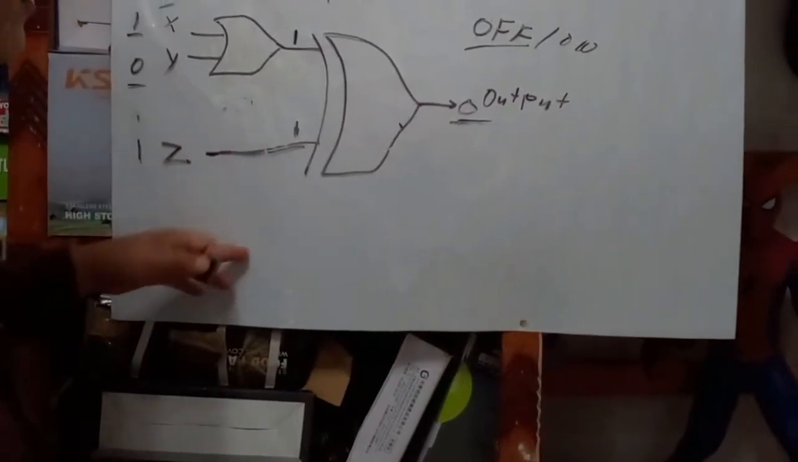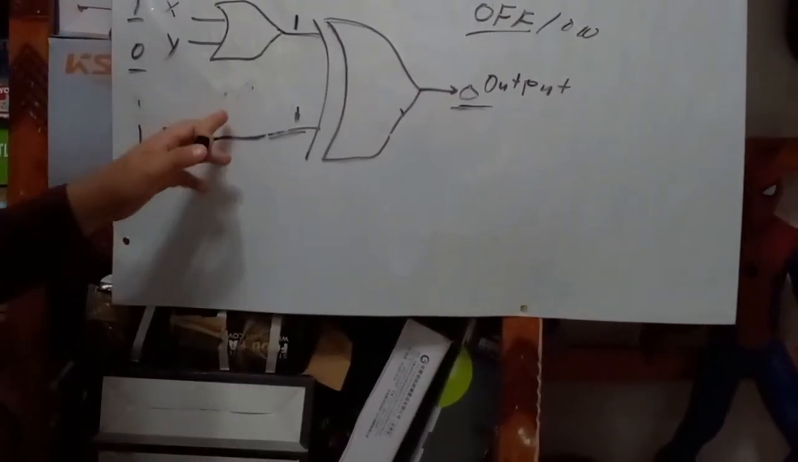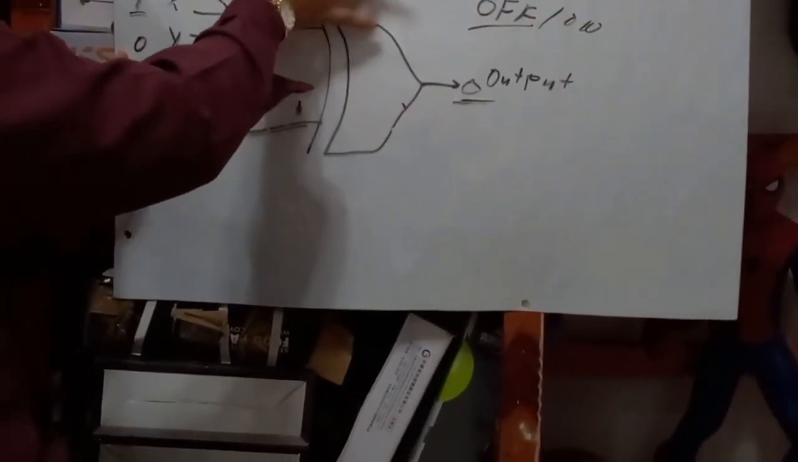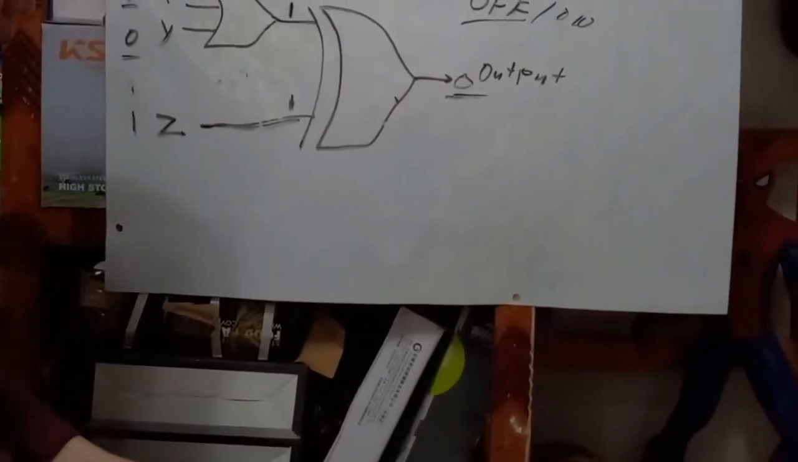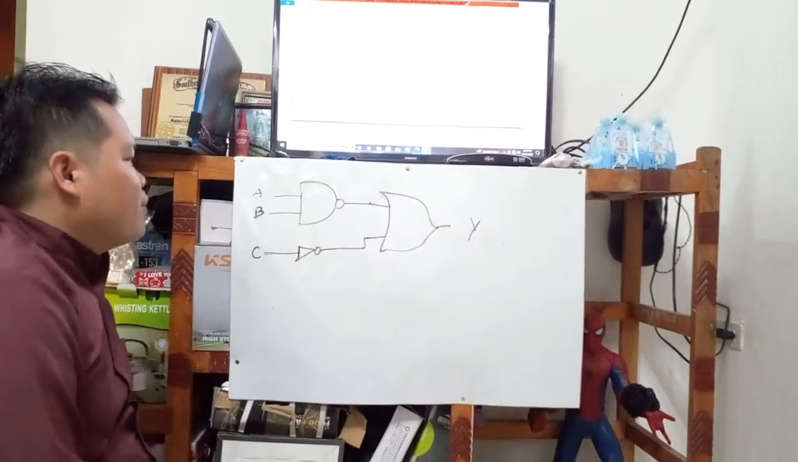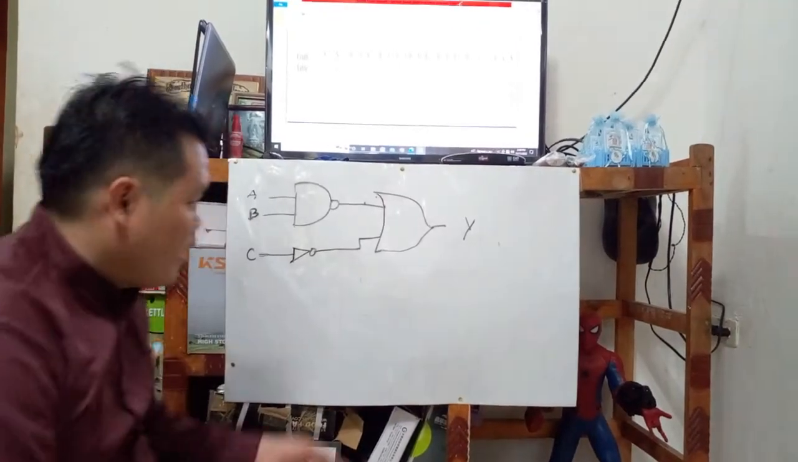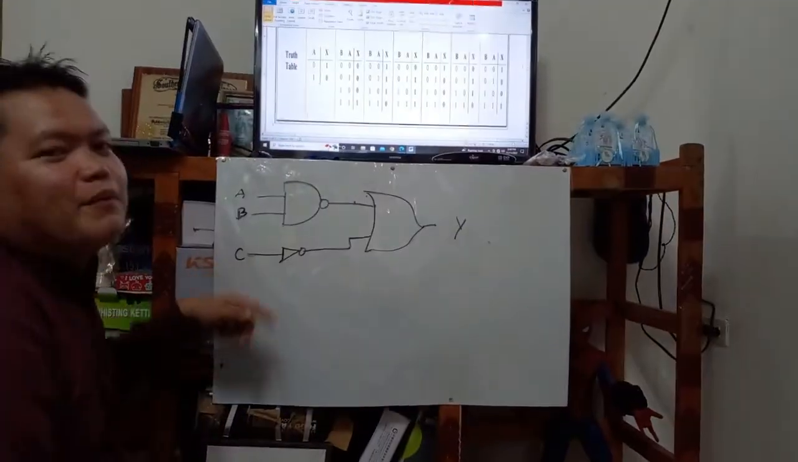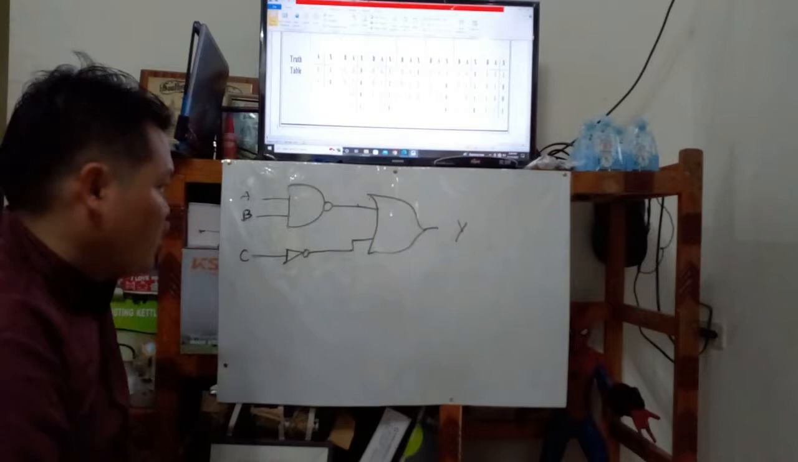So now let's proceed to the reverse. For example, the given is a diagram, and you have to find its equation. So we have another problem. So now let's proceed to the reverse. A diagram is given, and you will find the equation.